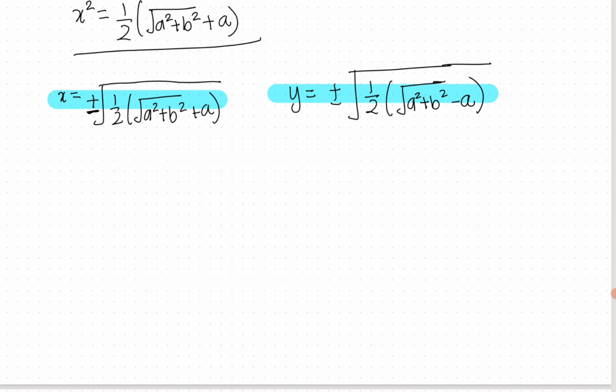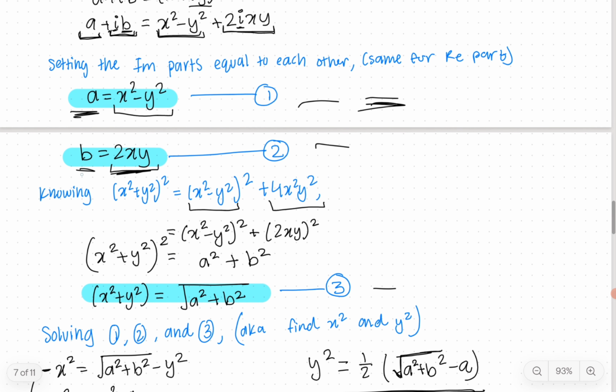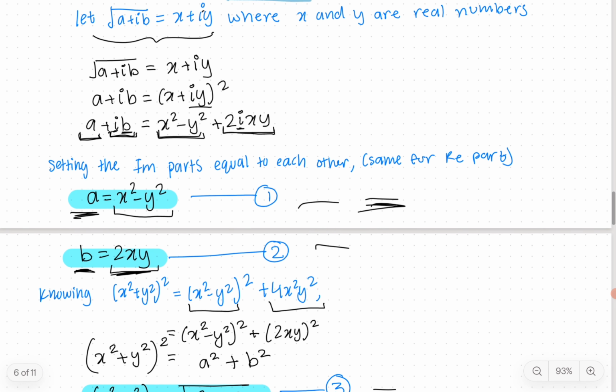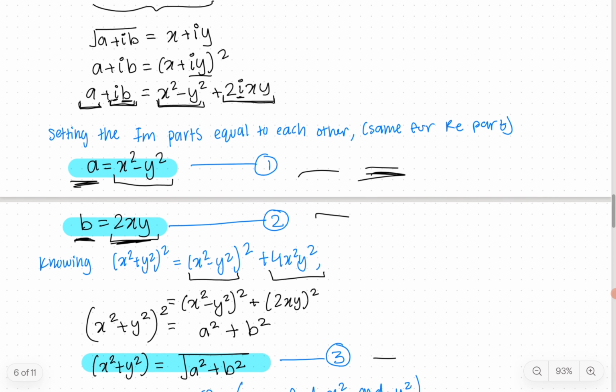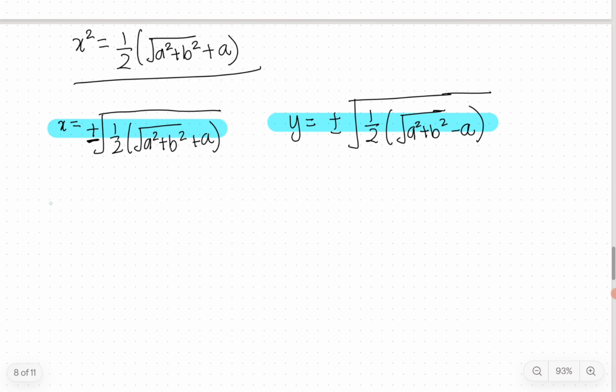But what do we do now? Well, we have the value of x and we have the value of y. Going back up to b, we know that b is the imaginary part, right? Over here we see that b is connected to i, so b is like the imaginary part. So b equals 2xy. If b is positive, we know that x and y have to have the same sign, right? Because if x and y are both negative, that makes a positive. If x and y are both positive, that also makes a positive.